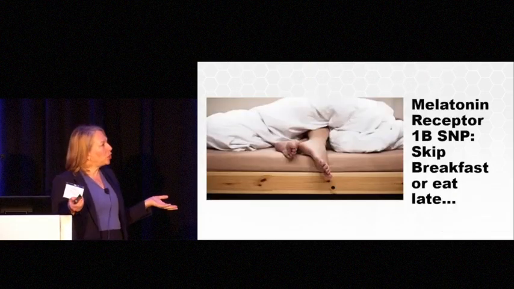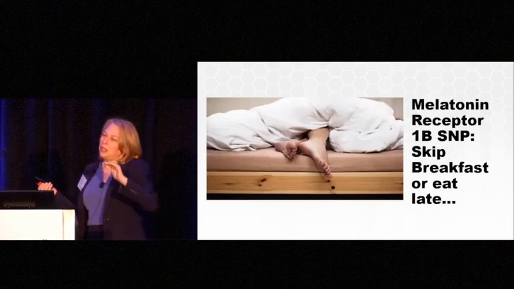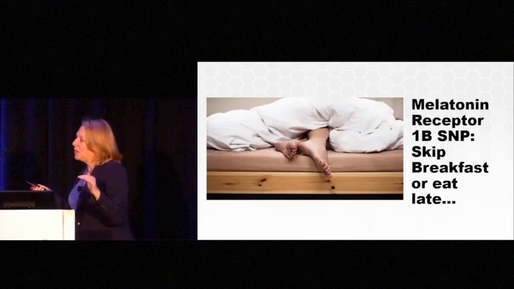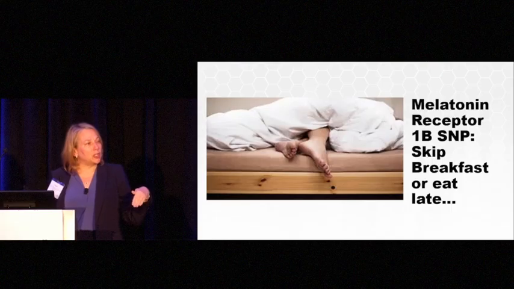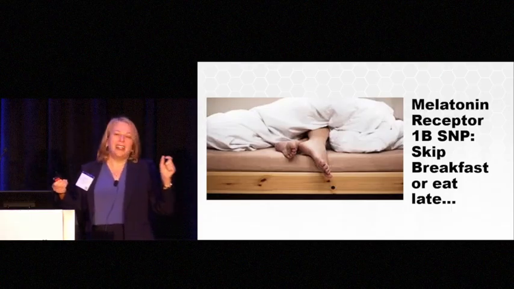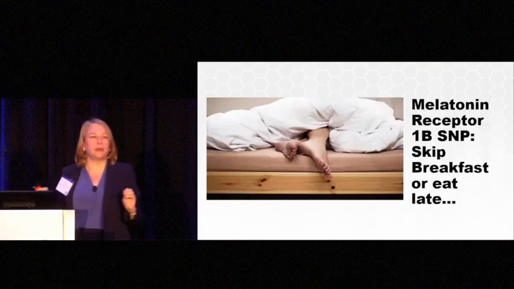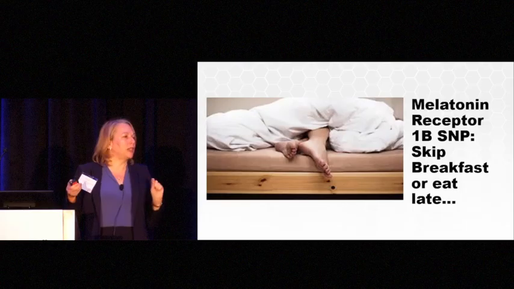And the last one in the sugar pathway is the melatonin receptor. You don't want to release a lot of insulin at night while you're sleeping because you don't want to drop your blood sugar while you're sleeping. So people who have a variant in their melatonin receptor, they kind of hang on to their melatonin later. So they shouldn't have an early breakfast because they're not yet ready to release insulin.